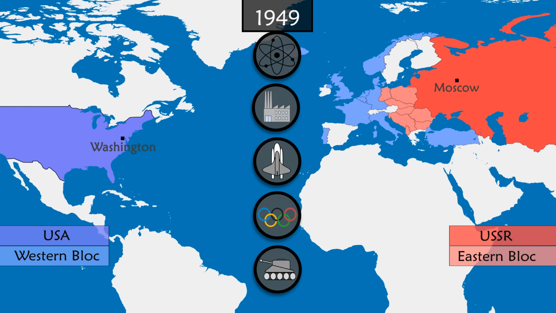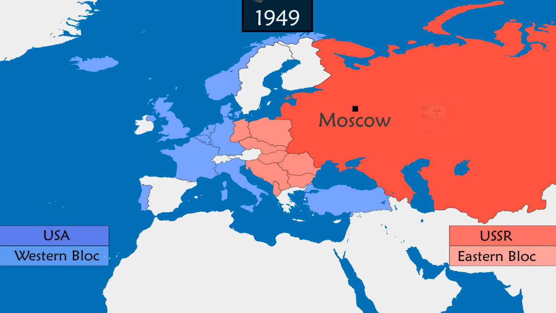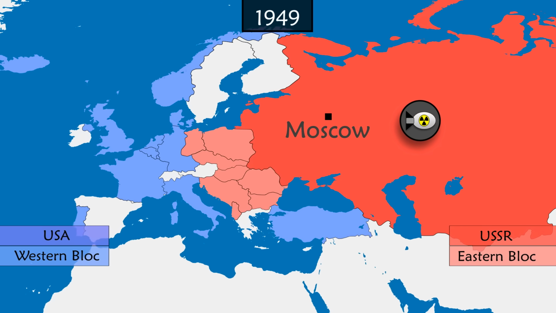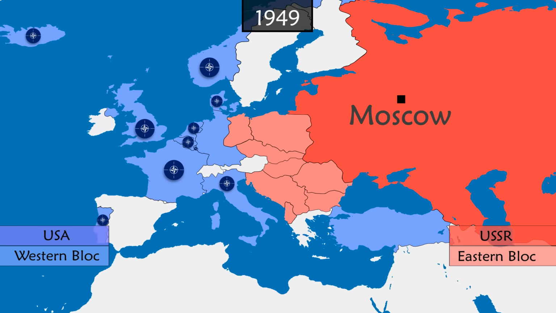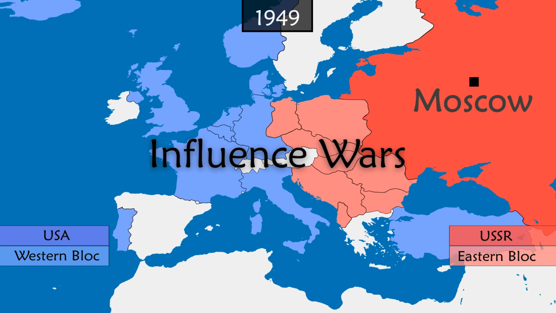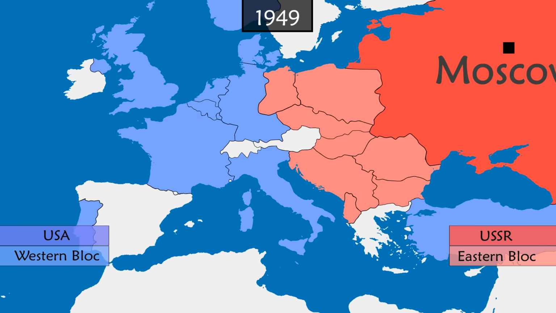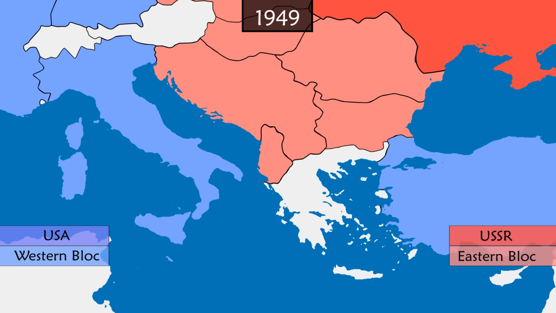The Soviet Union invests heavily in industry and arms, and in 1949 tests its first atomic bomb. The same year, the United States sets up NATO, a military alliance between countries of the Western Bloc. Throughout the Cold War, there would be many indirect confrontations between the two powers and their allies.